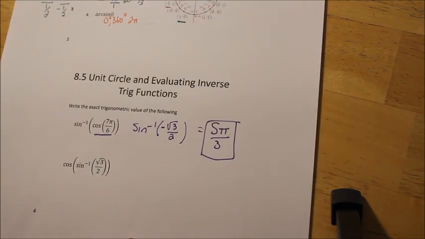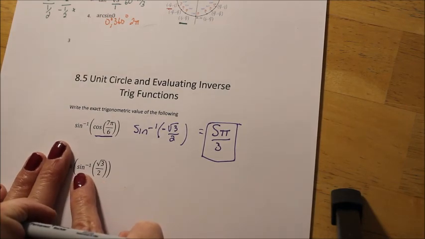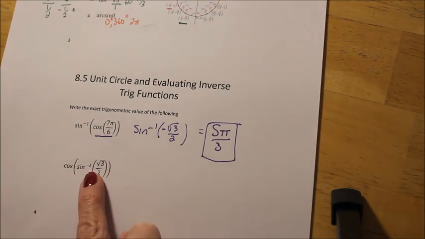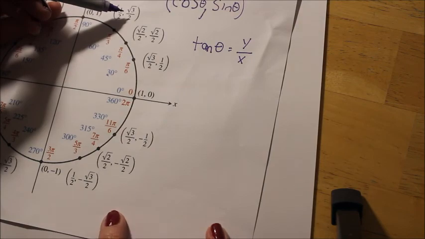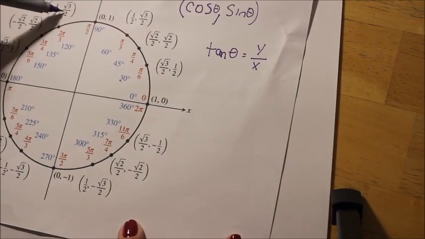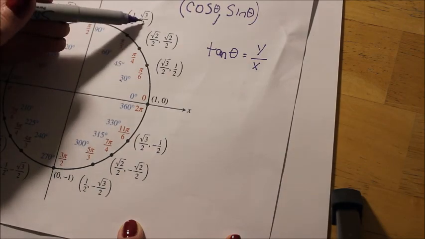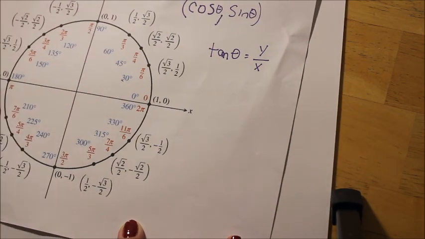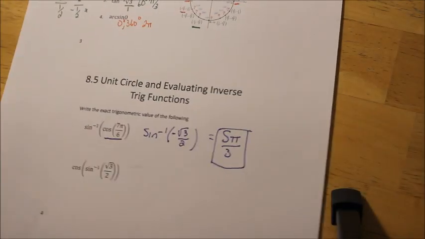Okay? All right, let's do this one. Now remember, ignore the outside. We're only going to look on the inside. So now we have the sine inverse of square root of 3 over 2. Sine again is our y. So I need to find my y coordinates with square root of 3 over 2 staying in the domain. So the y of positive square root of 3 over 2 was here and here. But remember, we want to stay in the sine domain. So I'm just going to say 60 degrees. You can choose one of these, but I'm just going to go with 60 degrees.